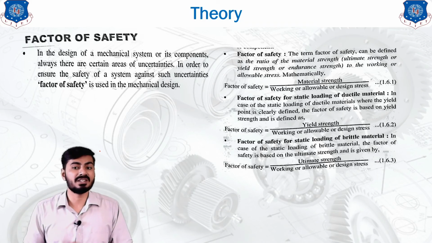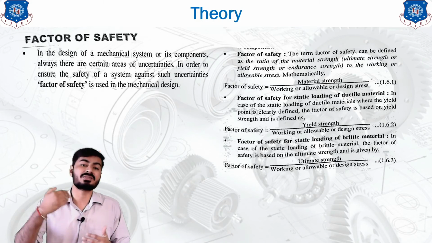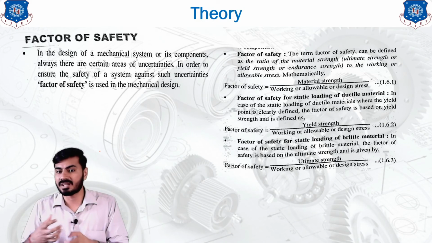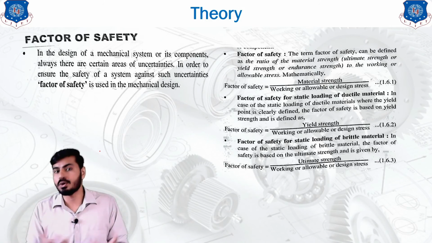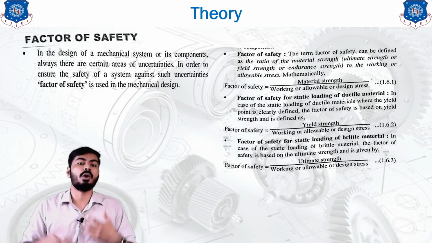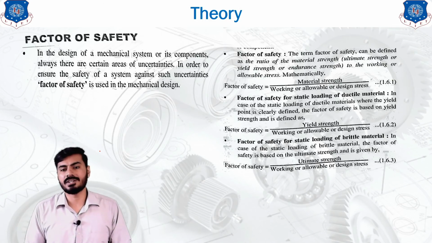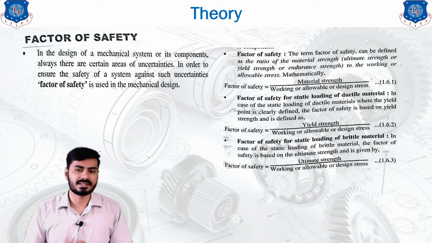So the factor of safety can be defined as the ratio of the material strength, that is also known as the ultimate strength or the yield strength or endurance strength, to the working or allowable stress. So mathematically, the factor of safety is nothing but the material strength upon the working or allowable design stress.